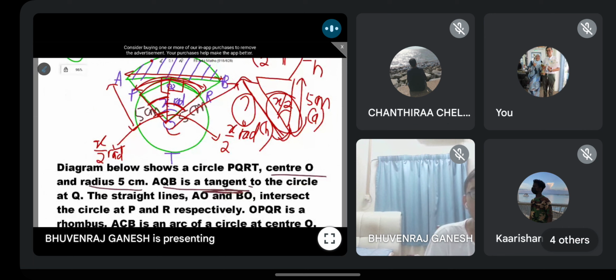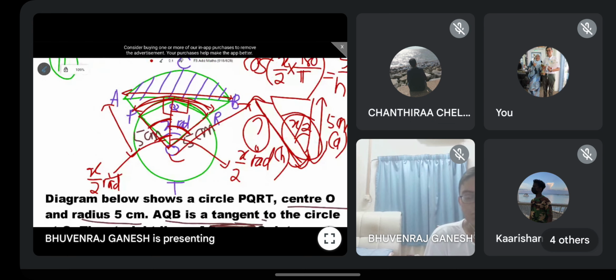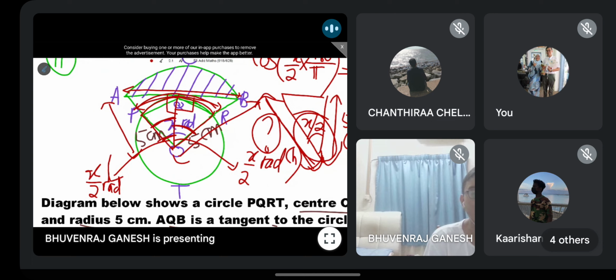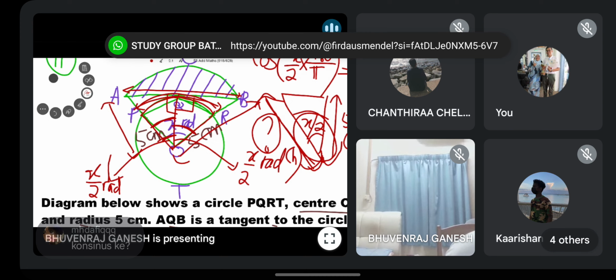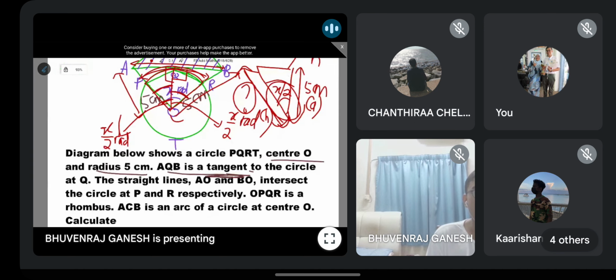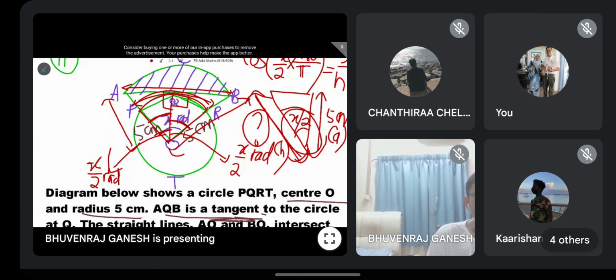Length AB. Can we find it? Hello guys. Length AB. Can we find it directly from the rhombus? Yes or no? Can? How? You do not have the length AO. AO is not there yet. You only have OR. So can we find the length AB? How to find AB?